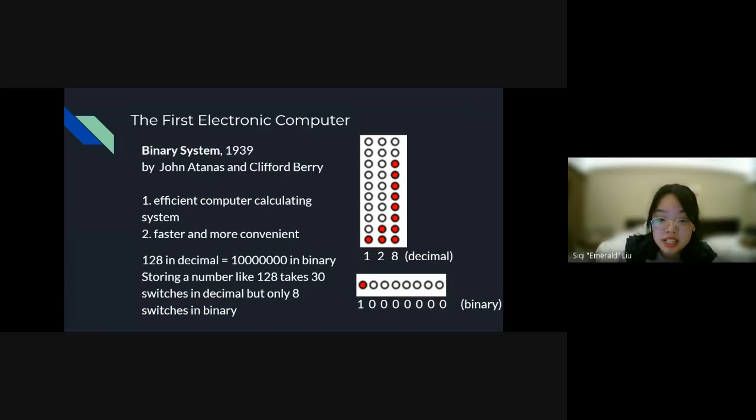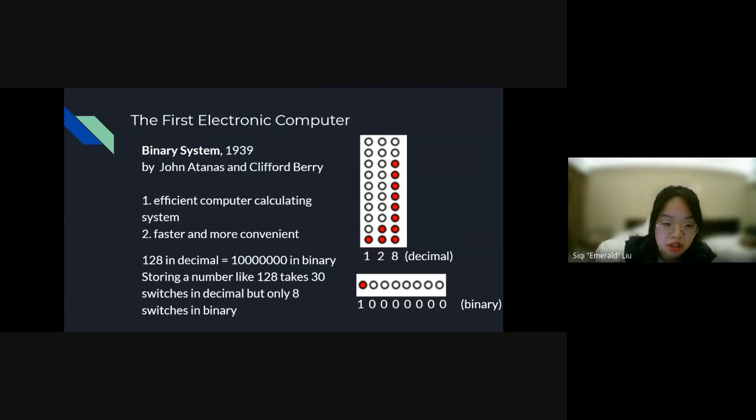And in 1939, John Atanasoff and Clifford Berry discovered the benefits of the binary system. It is an efficient computer calculating system, and it is faster and more efficient than the decimal system used before. So electronic circuits could represent two states, the on state and off state, and the binary system, with its digits of 0 and 1, worked perfectly with it.